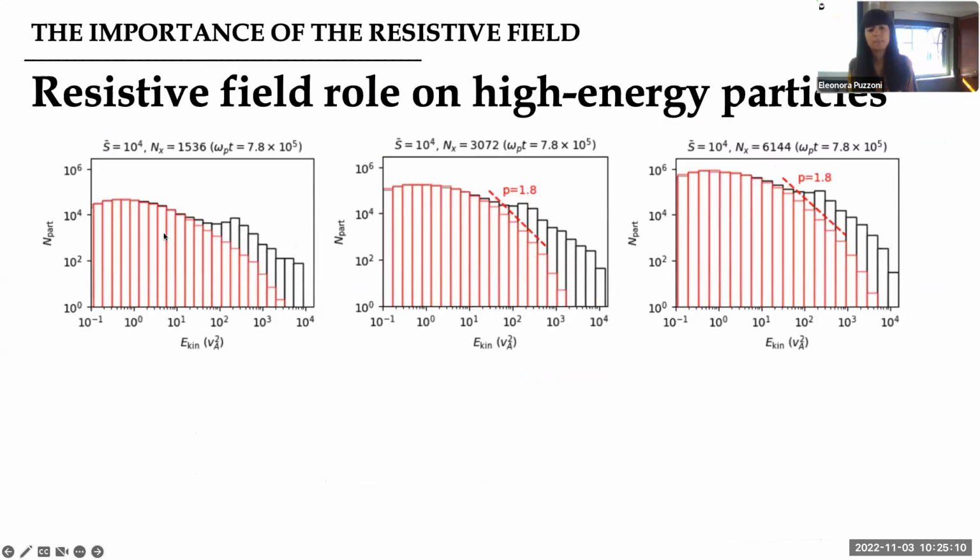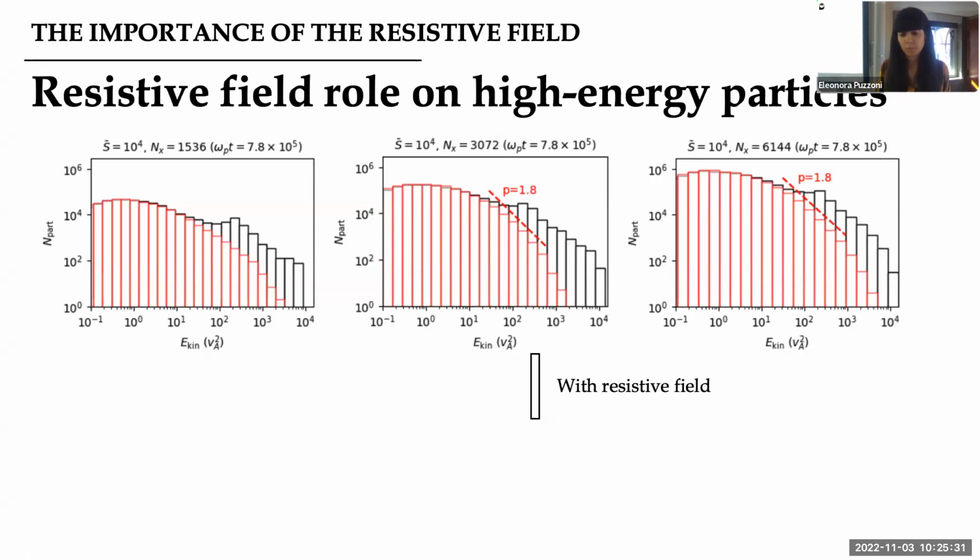Now let's focus on the importance of the resistive electric field term. Here you see the particle spectra at the end of the computational time for different grid resolution obtained with 2 different simulation runs. In fact, first, we decided to include the resistive electric field term in the particle equation of motion, and we obtained the black bars. Then we decided to remove the resistive electric field term in the particle equation of motion, and we obtained the red bars.